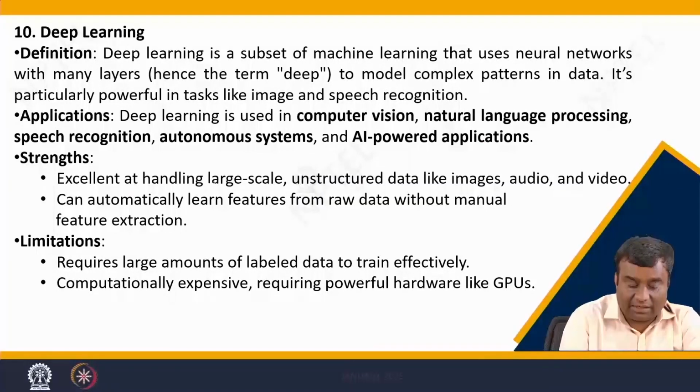Strengths: excellent at handling large-scale unstructured data like images, audio, and video. Can automatically learn features from raw data without manual feature extraction. Limitations: requires large amounts of labeled data to train effectively. Computationally expensive, requiring powerful hardware like GPUs.